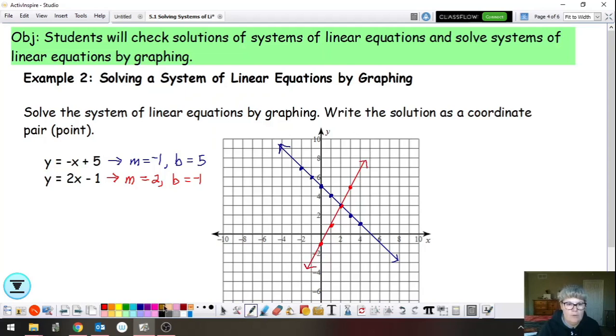And we look for that point of intersection, the point where the two lines intersect, and it's at x is 2, y is 3. So let's check. When I put 2 in for x, that's negative 2 plus 5. Y should be 3, and that is the y value of our point. In the second equation, 2 times 2 is 4, subtract 1. That also is 3 for our y value. So we did graph this correctly.